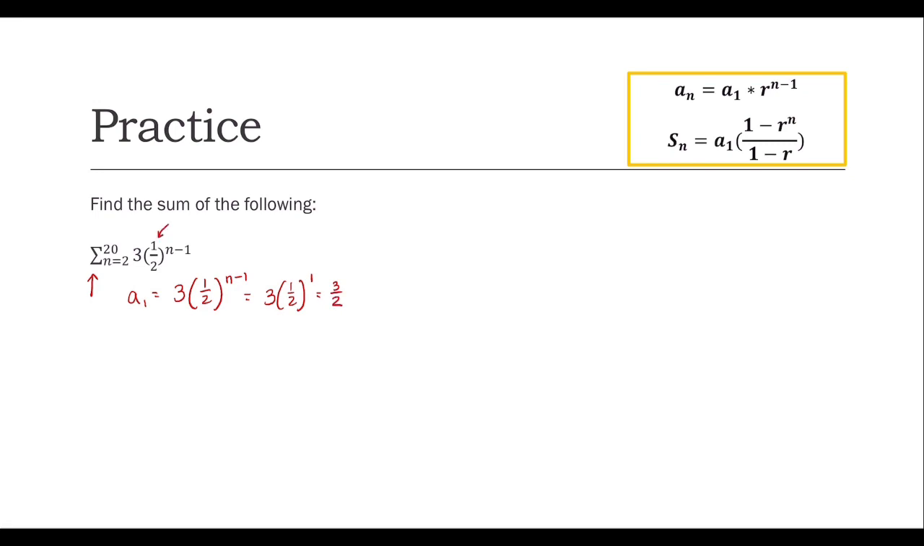And then our rate is the number right here because it's the base of the exponent. So our rate is 1/2. And our number of terms is going to be 20 minus 2, and then we're going to add 1 because we're including the 20 and the 2. So this is going to be 19, which is our n value. So our sum of the 19 terms equals our first term, which is 3/2, times 1 minus our rate, 1/2, to the n, which is 19, over 1 minus 1/2. And that comes out to be approximately 3.